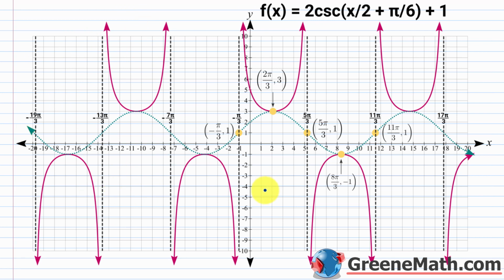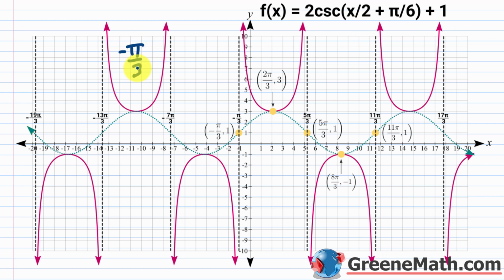x value, so in this case, it's negative pi over 3, you'd have a vertical asymptote. Here it's 5 pi over 3, you'd have a vertical asymptote. Here it's 11 pi over 3, you'd have a vertical asymptote. You could just plug this in and figure that out. So it's not in factored form here, but we can just do it real quick.